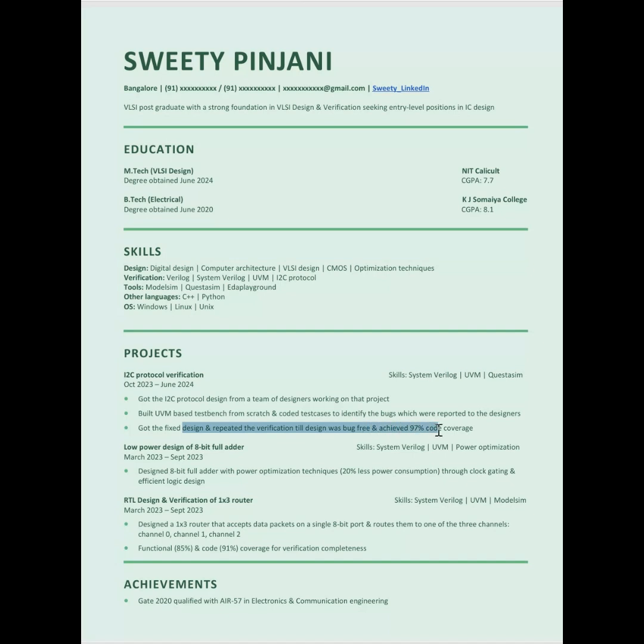And the good thing is they also did code coverage and they achieved 97%. It is a good number. So they have mentioned 97% code coverage.